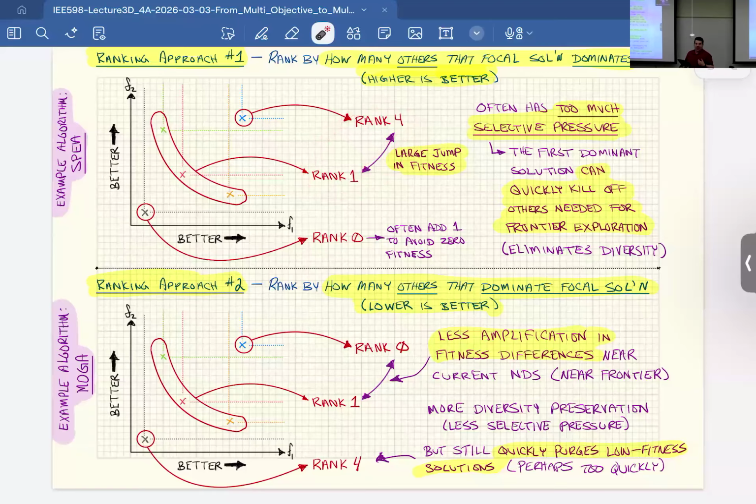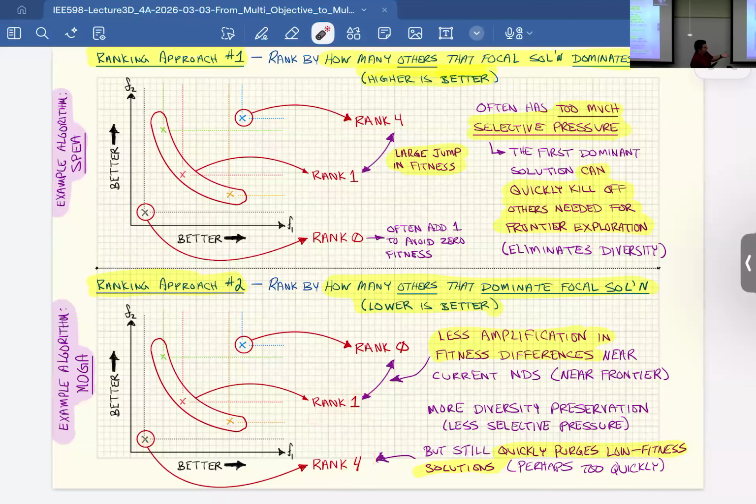An alternative then is to flip the ranking around and make fitness more of a minimization concept here, make it related to how many others dominate that individual. In that case, this top individual has none in its dominance cone, or its dominion cone, so it gets a rank 0. So then the ones right behind it that only have it in their dominion cone, they're rank 1, only 1 dominates them, and then this one's rank 4.